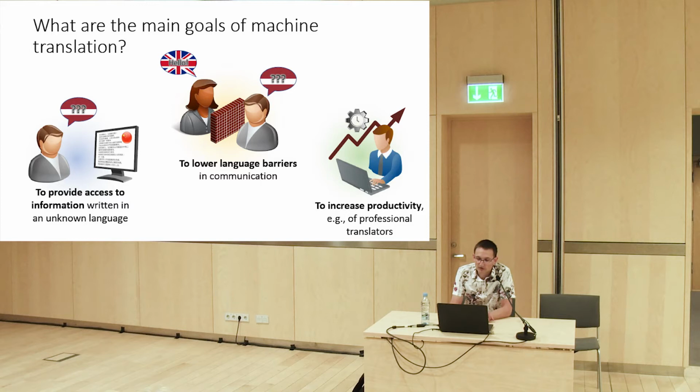So the first one is to provide access to information written in a different language. You won't always have a translator by your side if you do not know a foreign language. You won't always have the resources and the money to hire a translator to translate some information that is not that critical, right? If you just need to know what information is provided.